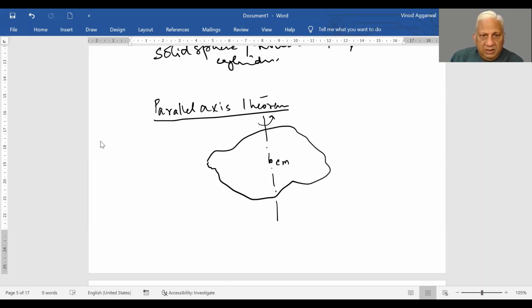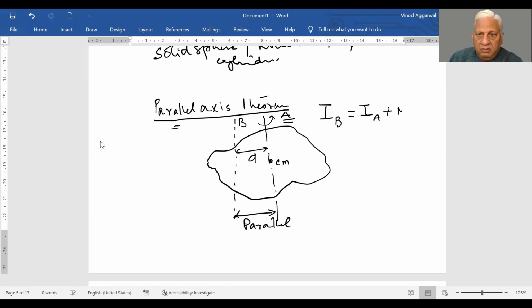Now, if you want to find the moment of inertia about any other axis which is parallel to it, and let us say it is at a distance d, then this theorem says, if this is an axis A and this is an axis B, then the moment of inertia of this body about axis B can be given in terms of the moment of inertia of this body about A plus mass times the square of the distance between the two axes, right?